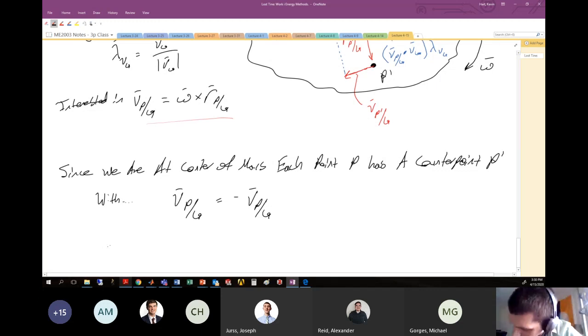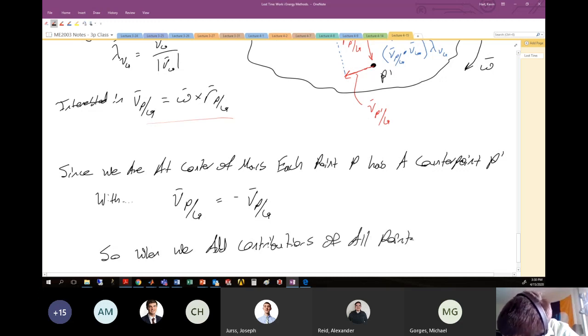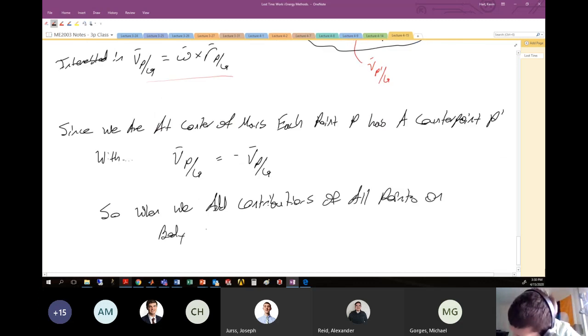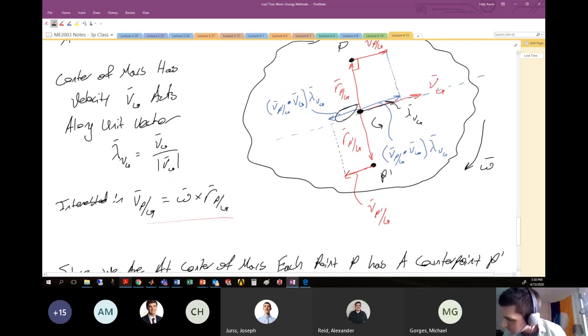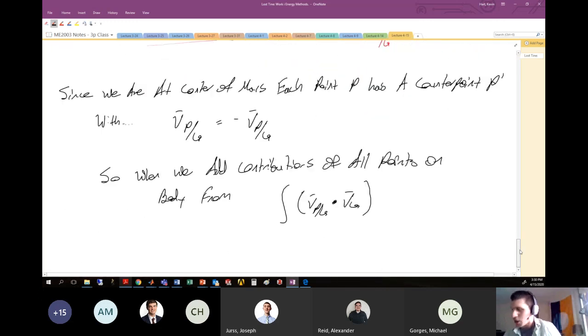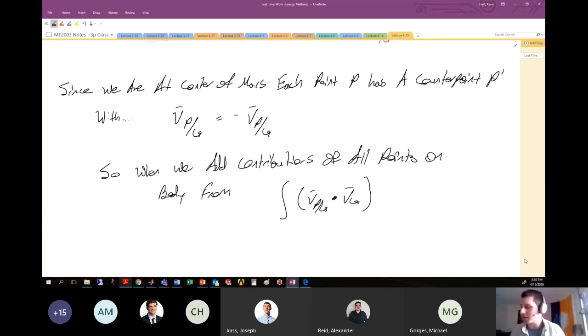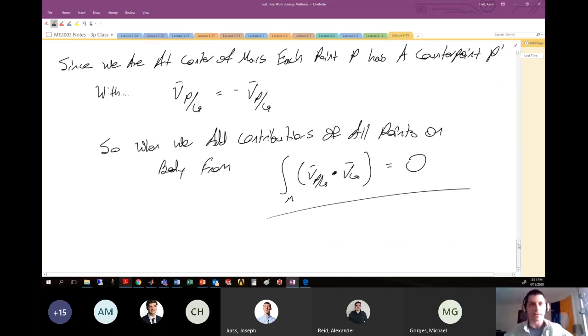So because of that, when we add the contributions of all of these dot products, which is like this vector and this vector projected into the direction of G, there'll always be these equal and opposite pairs that work to cancel each other out. So the integral on the mass of this particular dot product is 0. That's the whole point of that long discussion. Hopefully you can geometrically understand why that is now that I've sort of drawn it out quite a bit and shown what this really is.